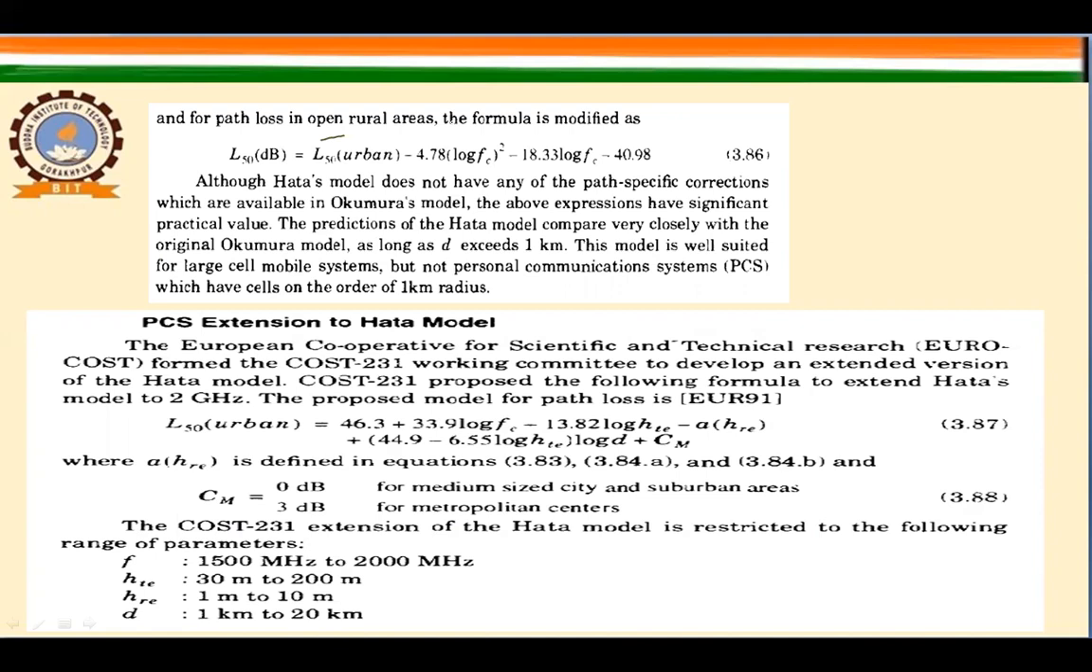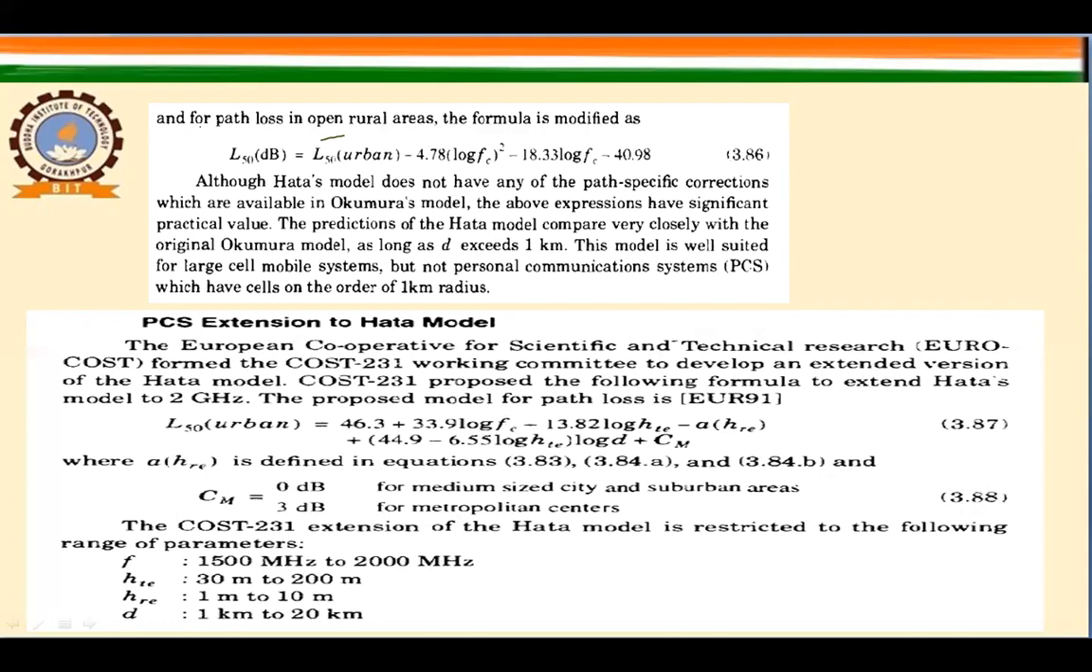So this model is well suited for large cell mobile systems, but not for personal communication systems (PCS). In the absence of PCS, we need to have cells of 1 kilometer radius.